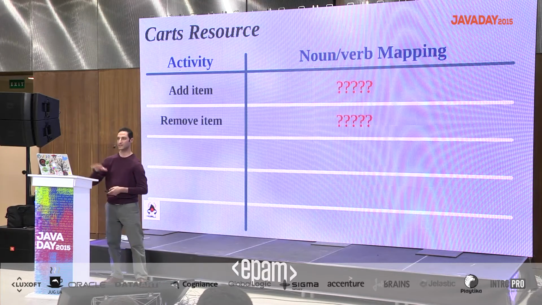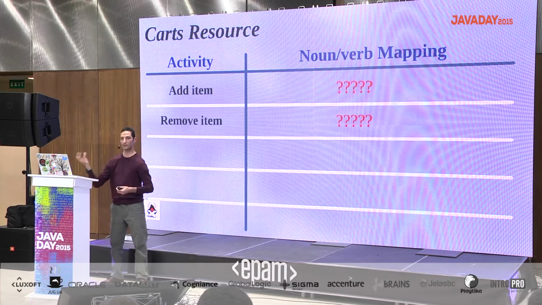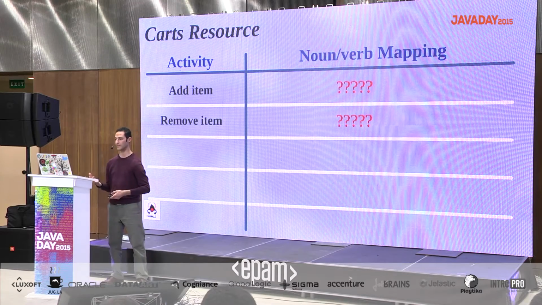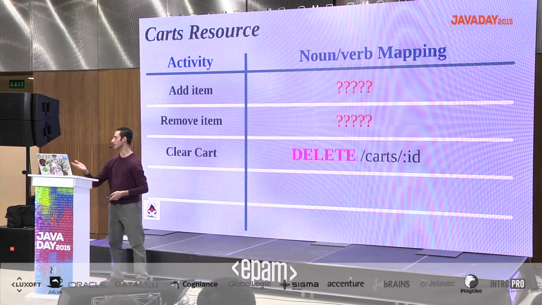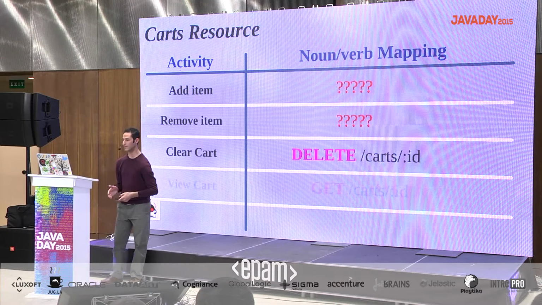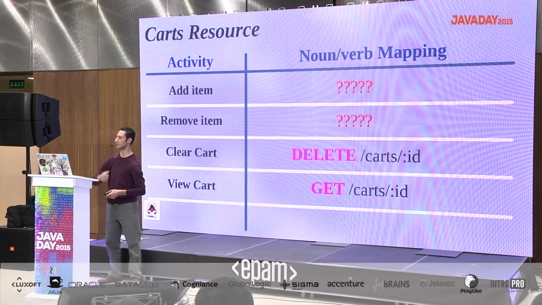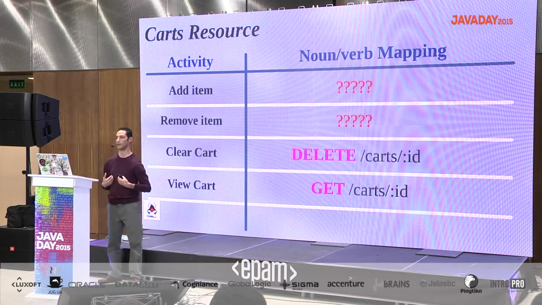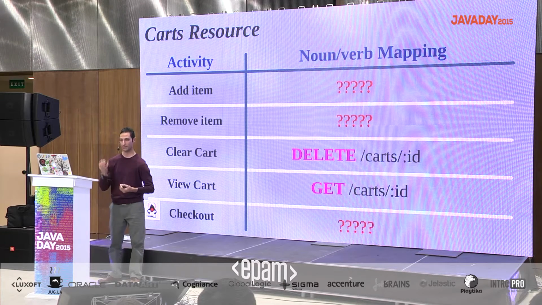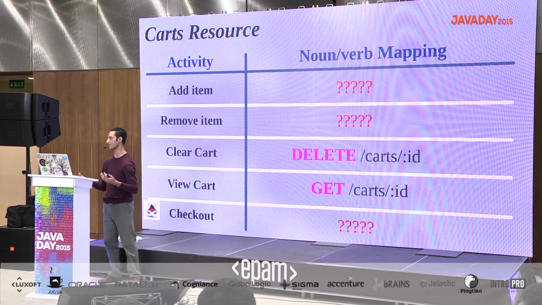Remove item is the same, because it involves an item, another resource inside the cart. We have to figure out the dependency. Clear cart is simple: delete the cart by ID, because I'm talking about the cart resource. View cart: retrieve cart by ID, no problem, because I'm talking about the same resource, cart. Checkout process means there is involvement between the order, the item, and the cart.